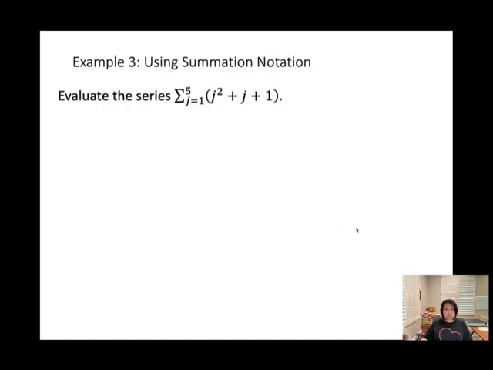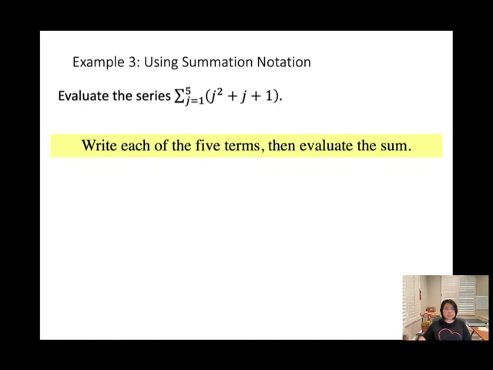Okay, example 3. Using summation notation, I want you to try to calculate this. It covers the first term, j equals 1, then j equals 2, j equals 3, j equals 4, and at the end, j equals 5. Then I want you to add it up together. Try.